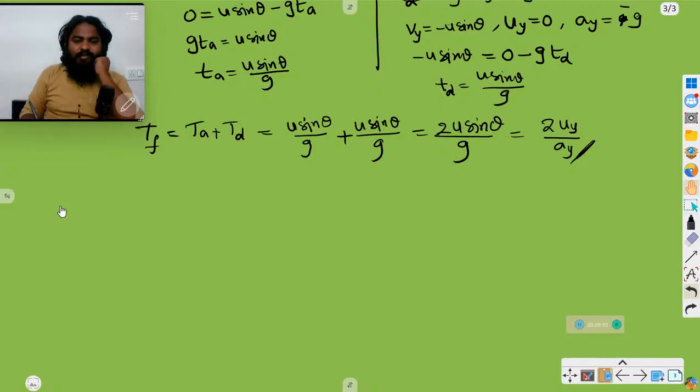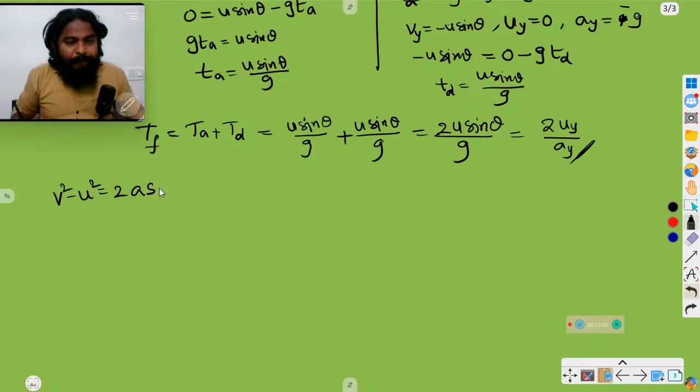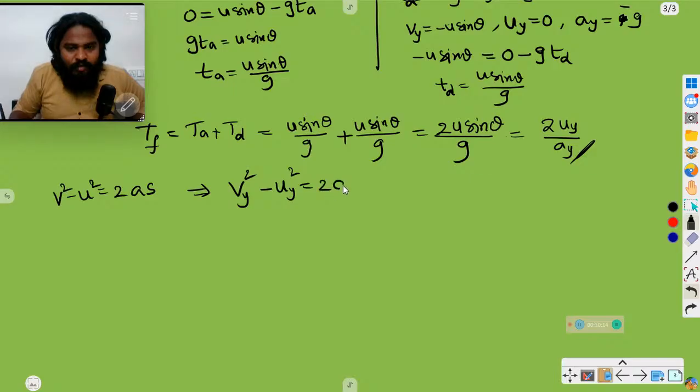Now what we can do is, for h max you can use the formula s is equal to ut plus half a t square, or else we'll use the formula v square minus u square is equal to 2as. We can use this formula for finding the maximum height. How can I do this? I apply this formula along the y-axis: Vy square minus uy square is equal to 2ay into sy, right?